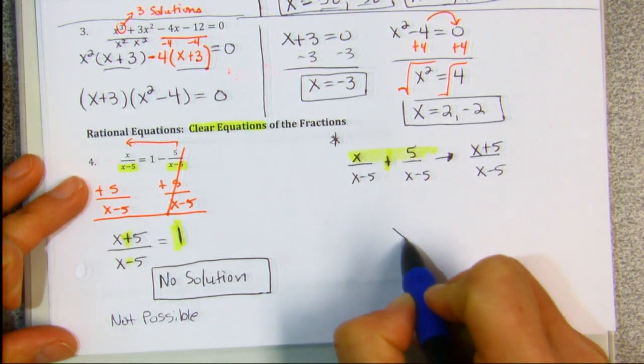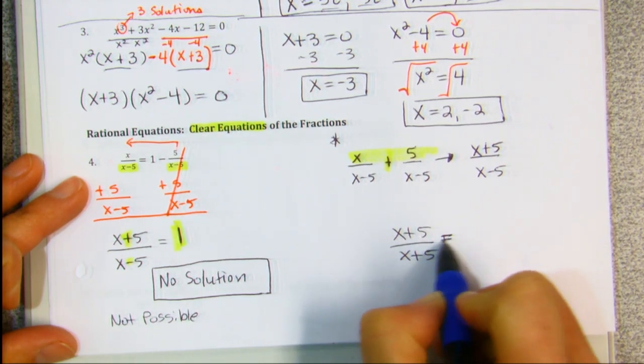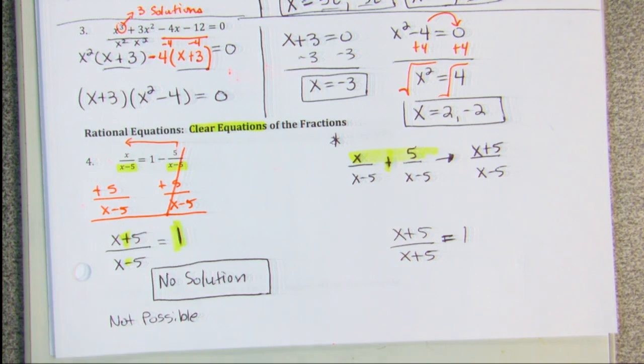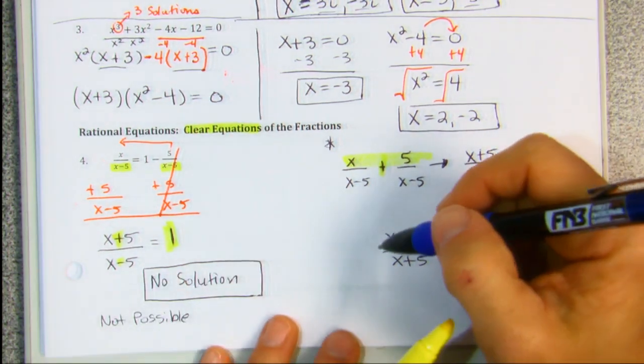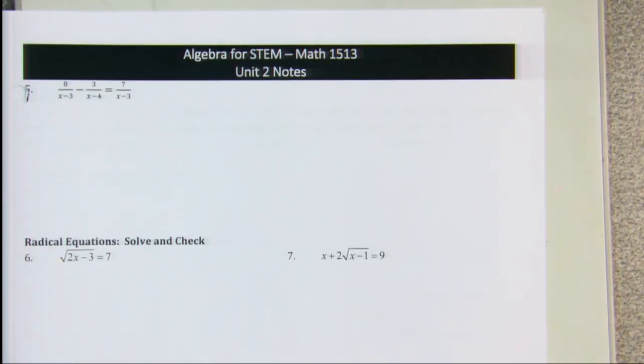Now, if you had x plus 5 over itself, that would be possible. That would be just 1. But it's not, so x would just be 1. But that's the difference, and it's just because of the signs. But let's do one that we can actually do something with.